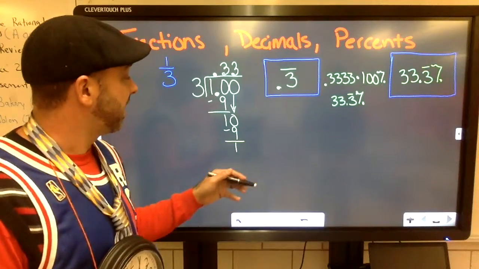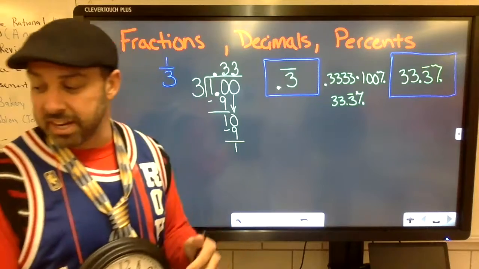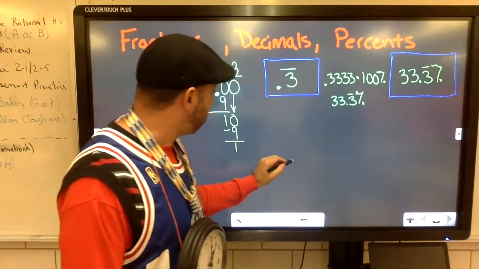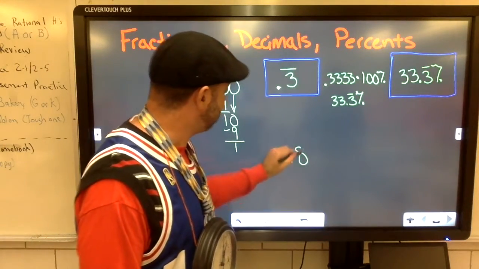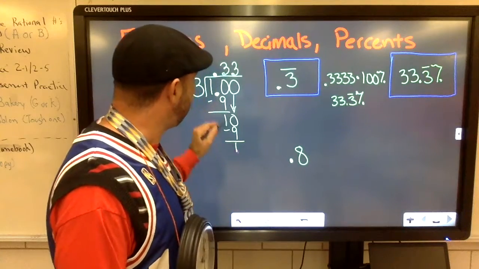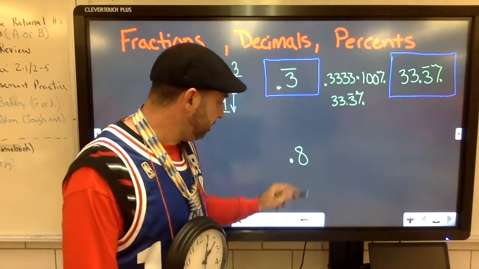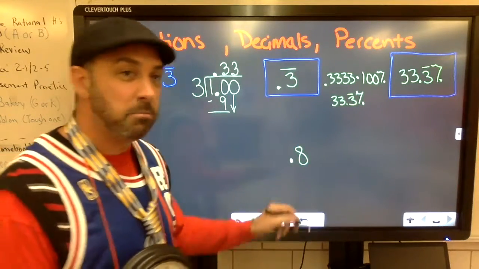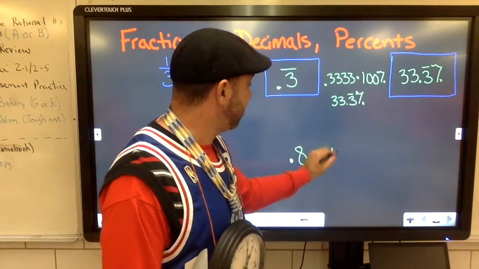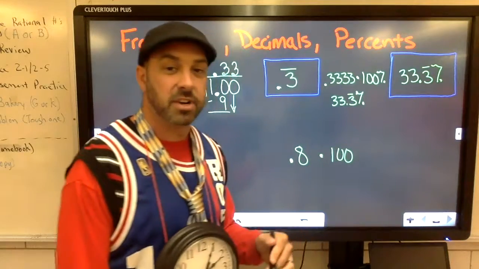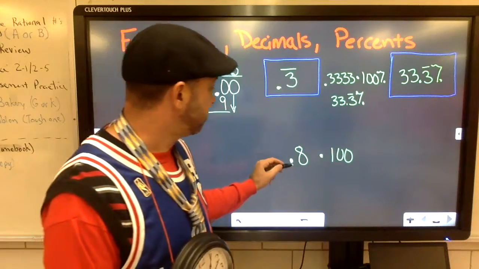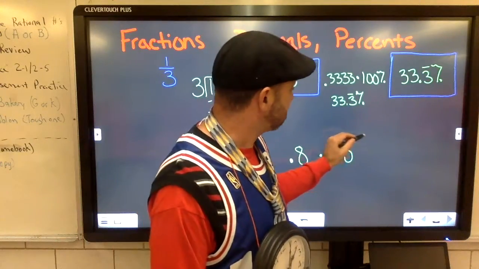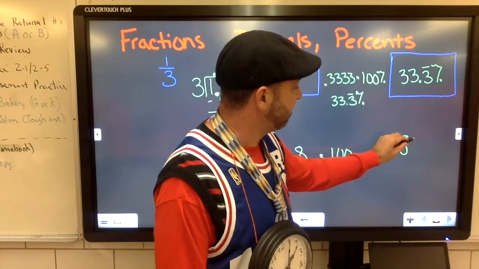Now, let's look at a decimal. So in here we have a decimal of 0.8. Now with 0.8, we can change it right away by multiplying by 100. If we multiply 0.8 by 100, we have to move the decimal over 2 times. So when we move the decimal over 2 times, we get 80%.